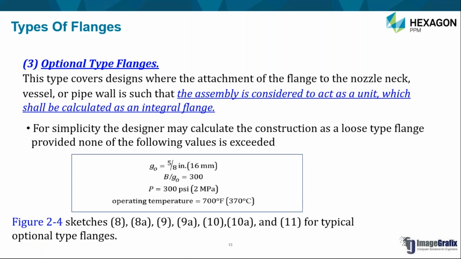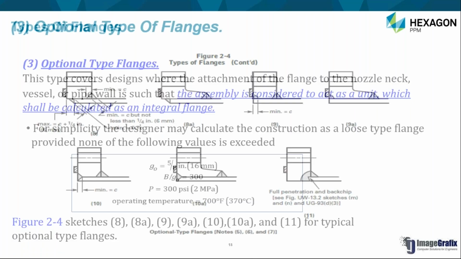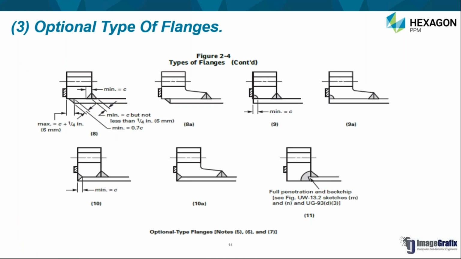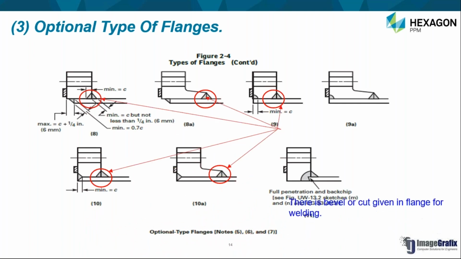So again there are figures like 8, 8A, 9, 9A, 10, 10A and 11 for that typical optional type of flanges. So let's see those figures. If we observe, these are similar to that of the loose ring type of flanges. All the constructions are quite similar.